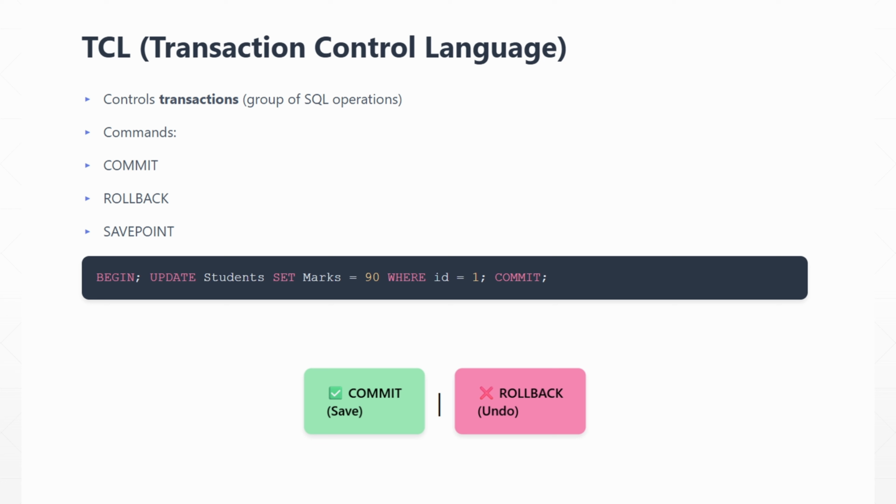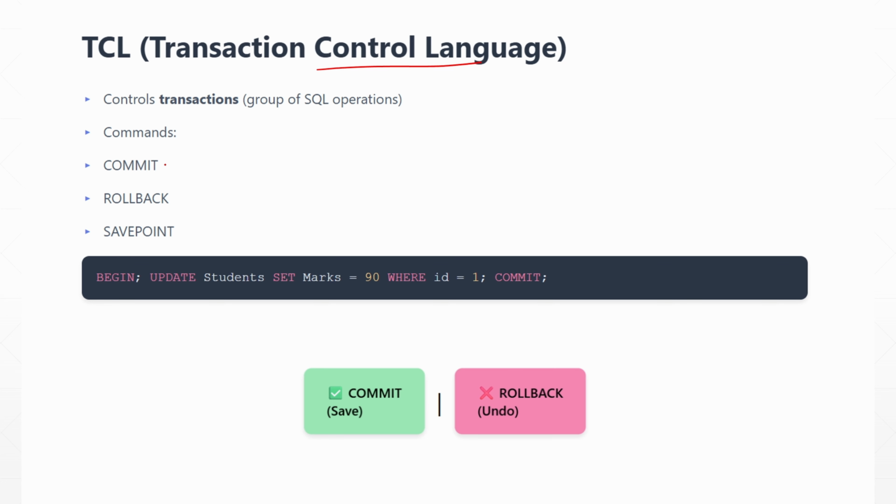Finally, we have TCL, Transaction Control Language. This one helps us to control transactions, which means a group of SQL commands that must run together. So let's say we are transferring money between two accounts. We subtract from one and add to another, right? If one of these steps fails, we don't want the other one to go through, right?